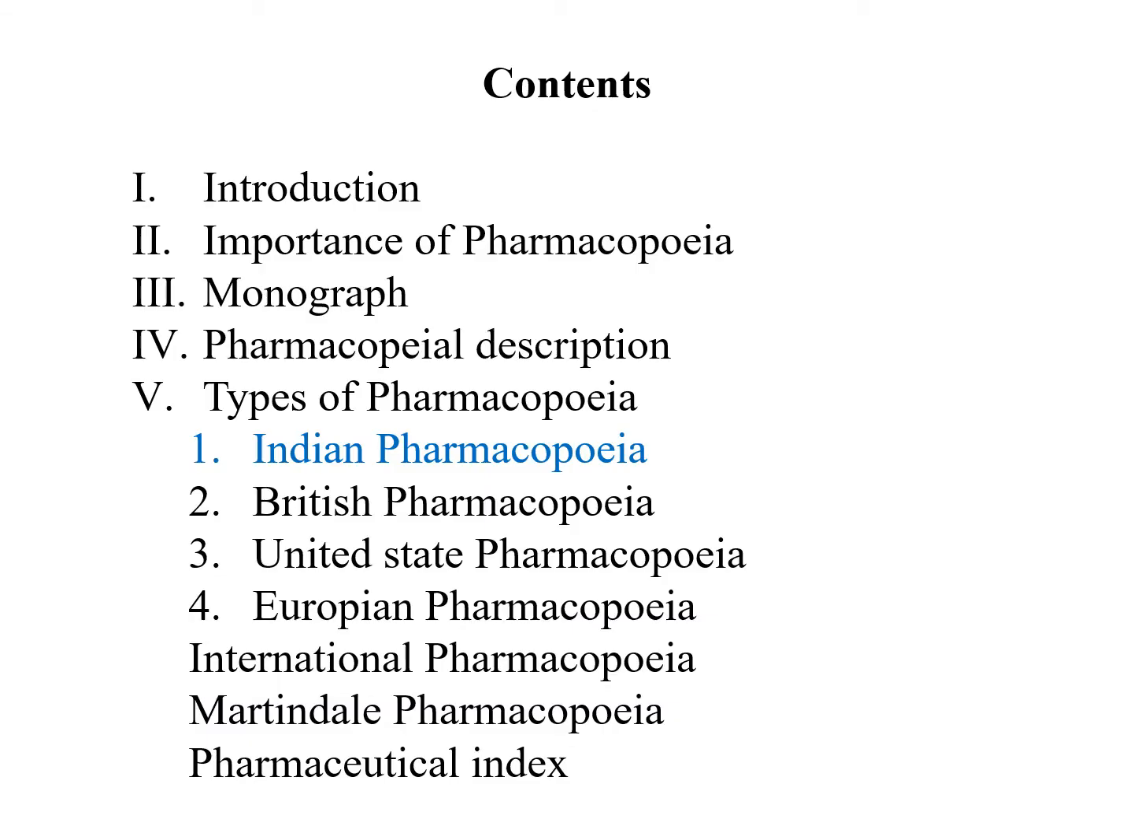In this class we are going to cover the importance of the pharmacopoeia, monographs, pharmacopoeial descriptions, then different types of pharmacopoeia: Indian Pharmacopoeia, British Pharmacopoeia, United States Pharmacopoeia, European Pharmacopoeia, then International Pharmacopoeia, Mercantile Pharmacopoeia, and Pharmaceutical Index. Here we would like to know the basic difference and importance of these international, mercantile, and pharmaceutical index.